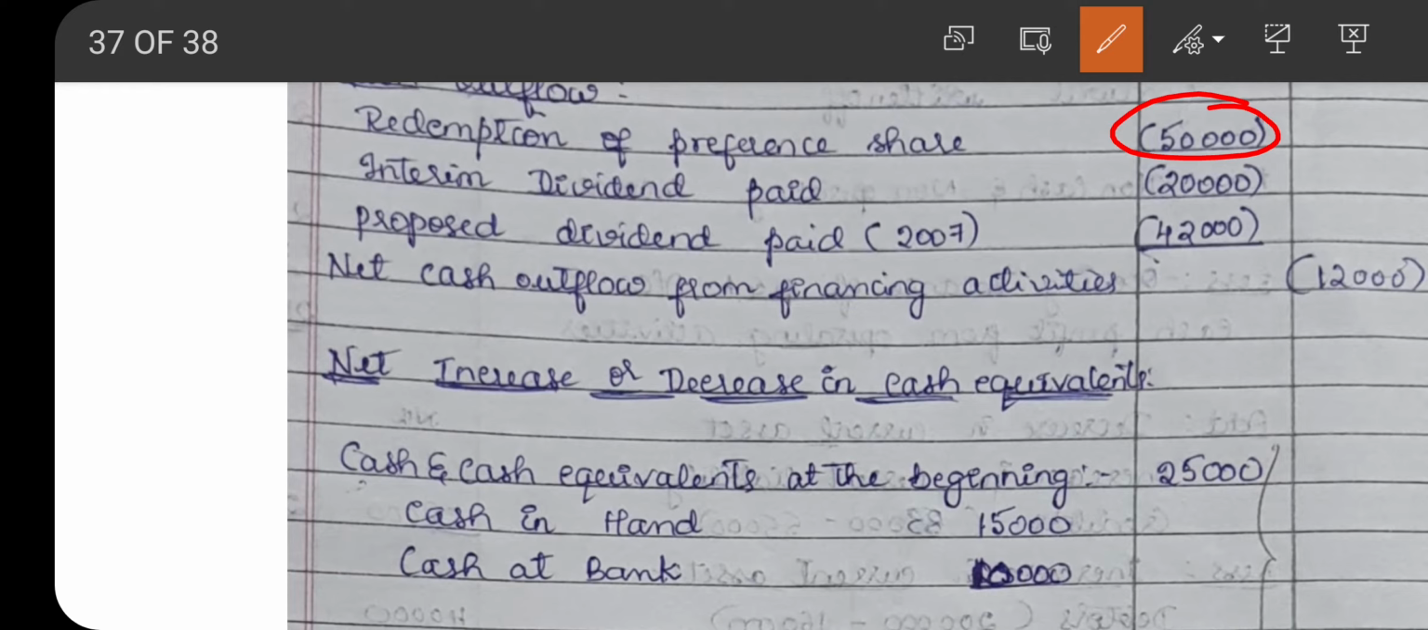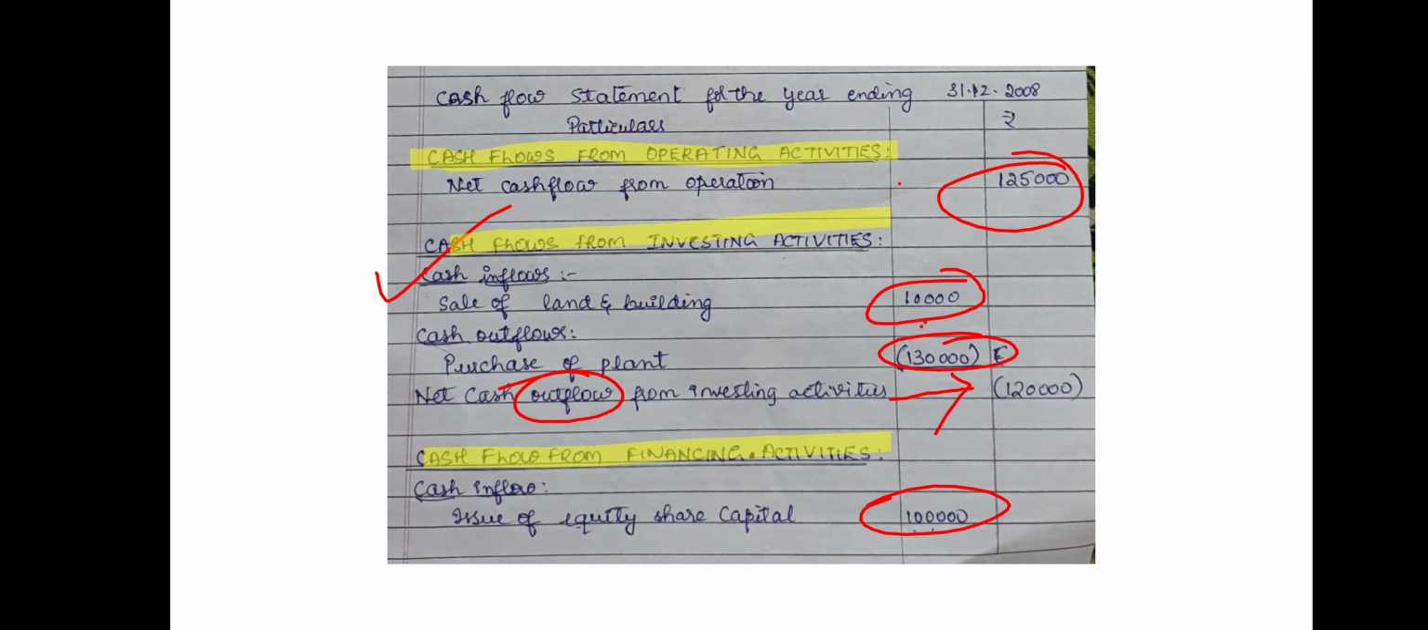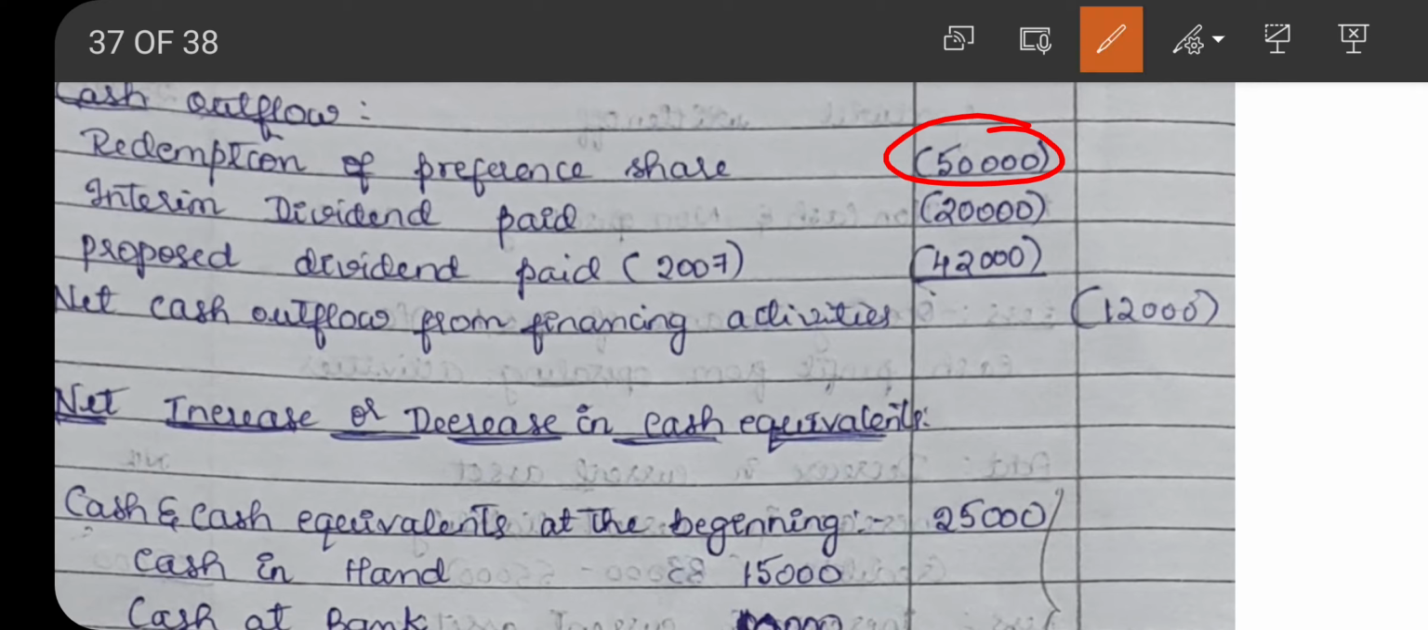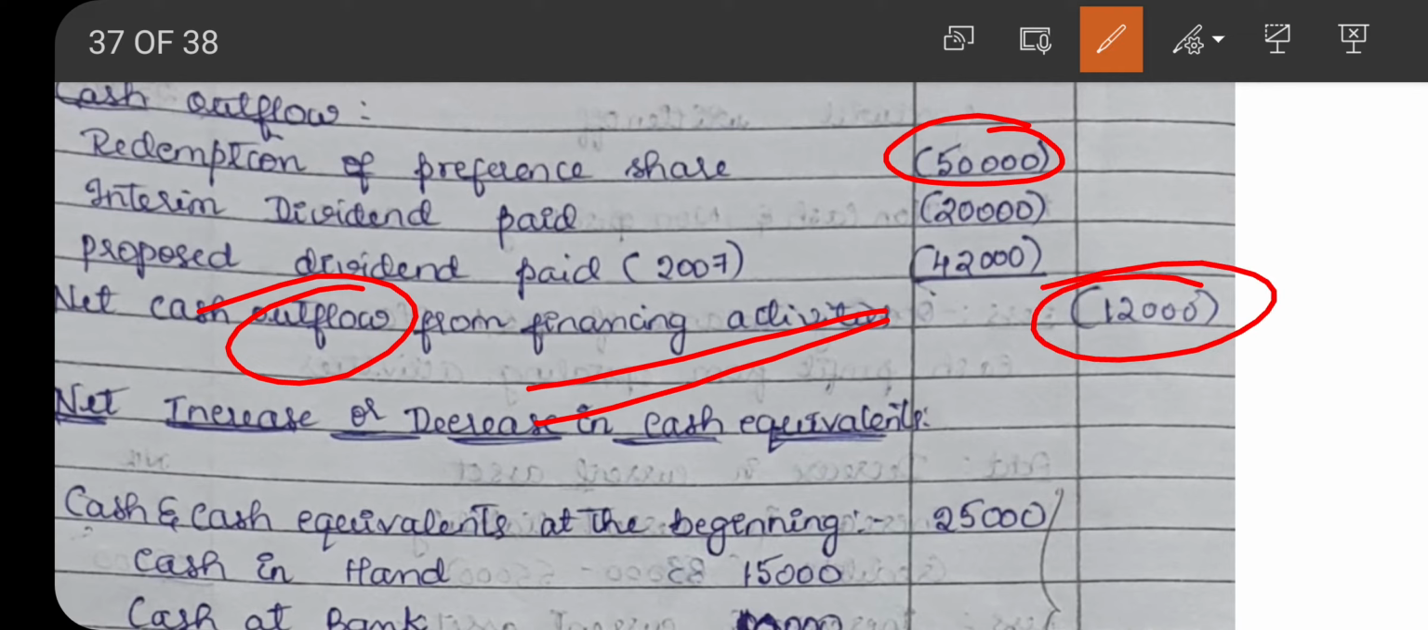So under financing activity, we have written all the cash inflows and cash outflows. Now to calculate the net cash flow, we need to deduct the outflow from the cash inflow. So 1 lakh minus 50,000 minus 20,000 minus 42,000. The net cash outflow from financing activity will be 12,000. You are getting a minus balance, so you will write it inside the bracket, 12,000.